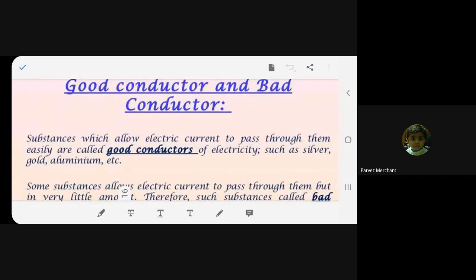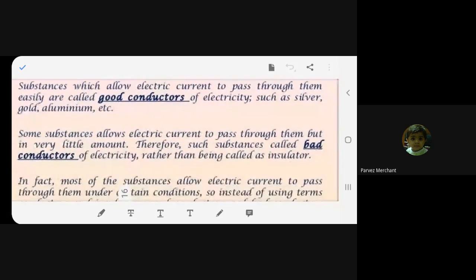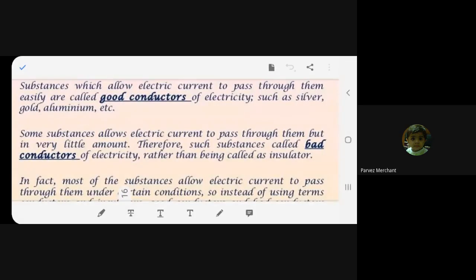Good conductor and bad conductor. Substances which allow electric current to pass through them easily are called good conductors of electricity, such as silver, gold, aluminum, etc. Some substances allow electric current to pass through them, but in very little amount. Therefore, such substances are called bad conductors of electricity, rather than being called an insulator.